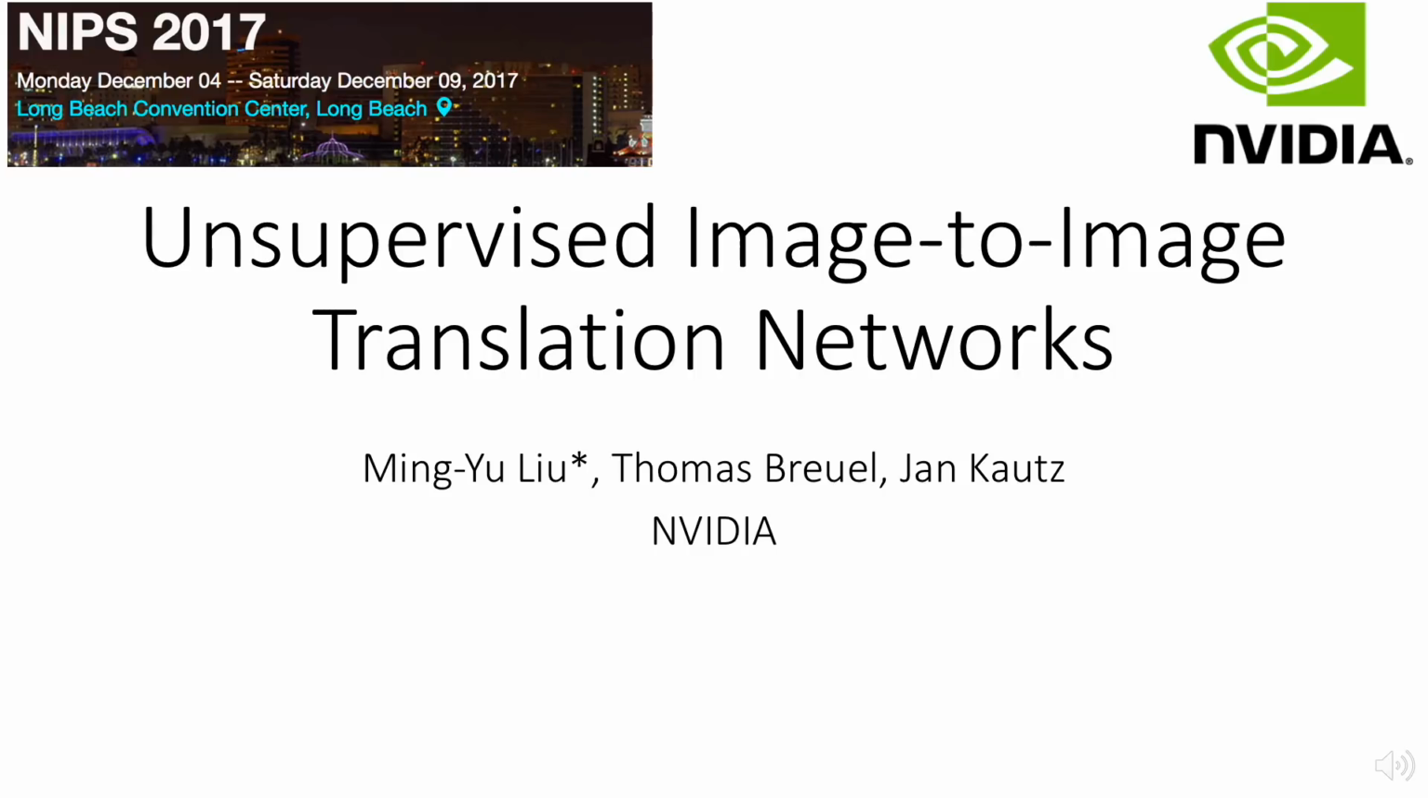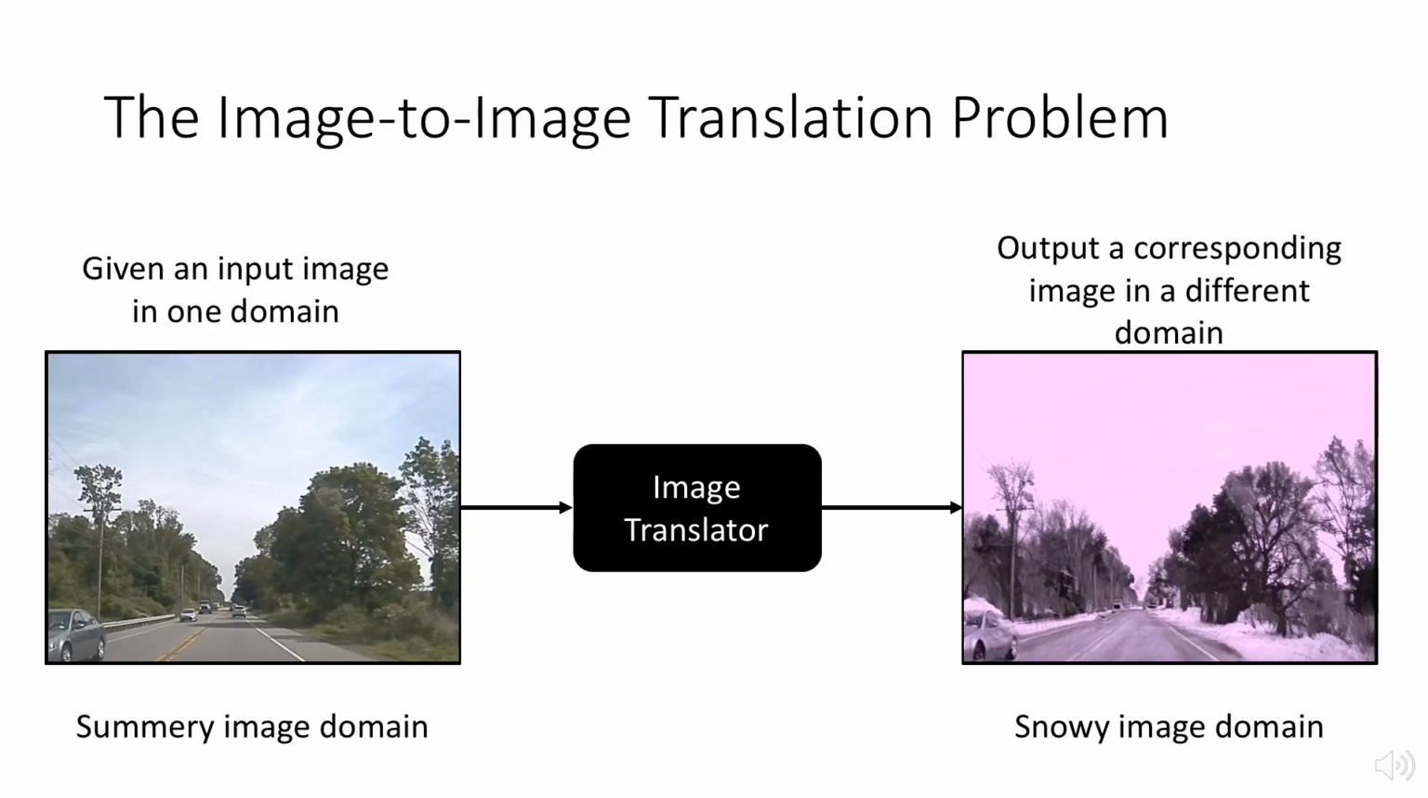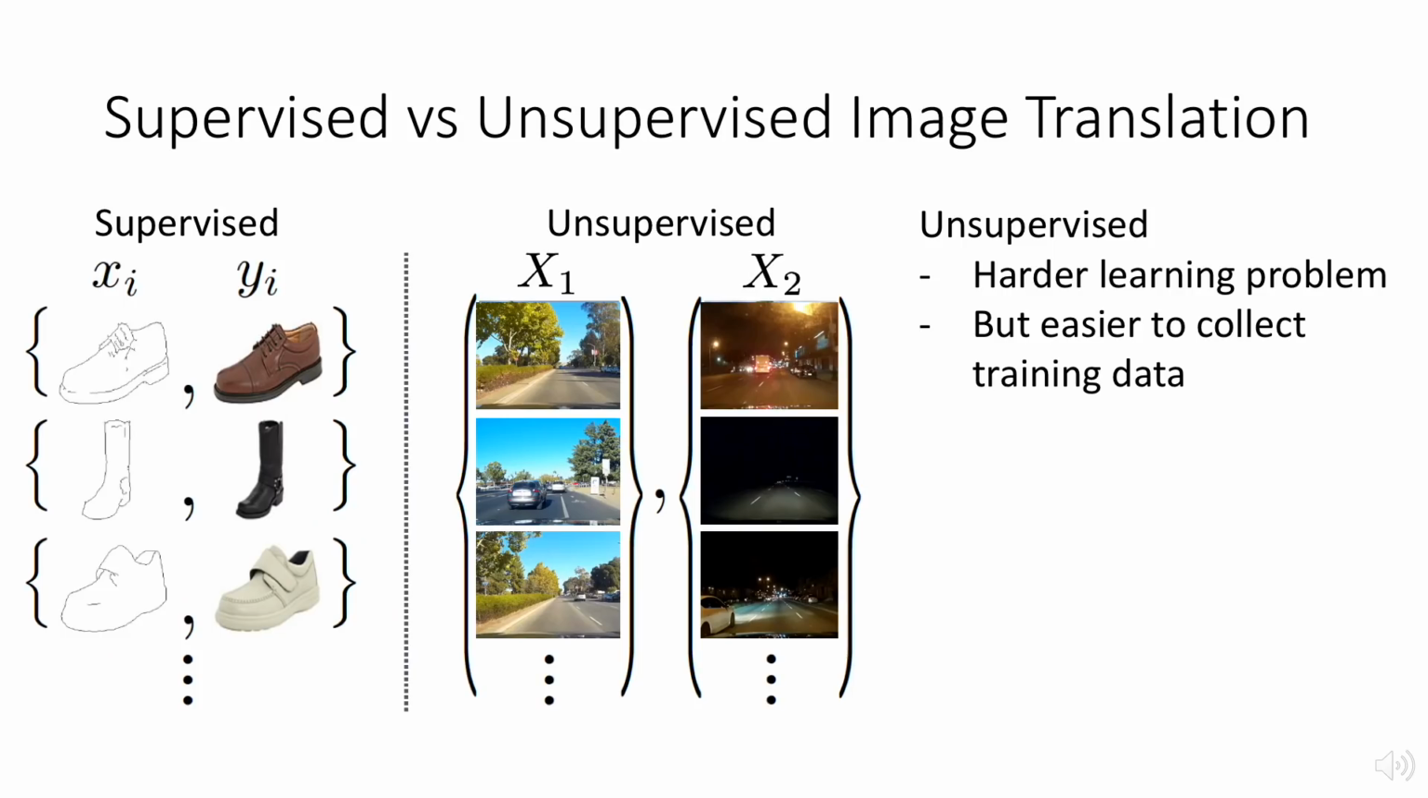Unsupervised image-to-image translation networks. Given an input image in one domain, our goal is to translate the input image to a corresponding image in a different domain. The problem can be studied in two settings.